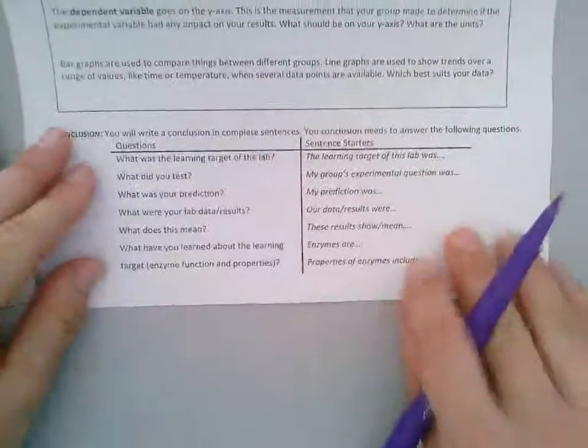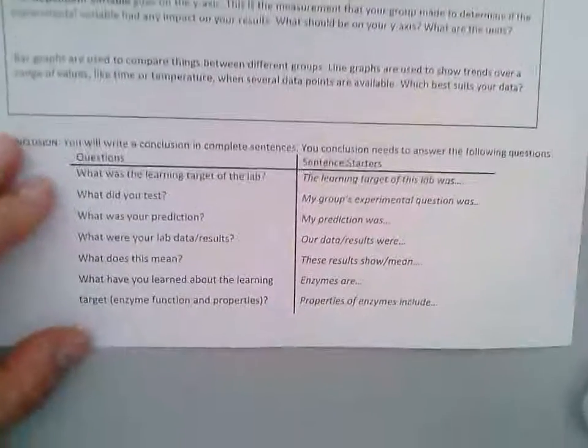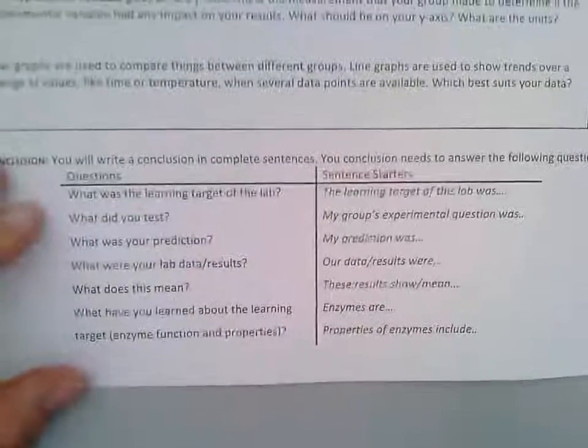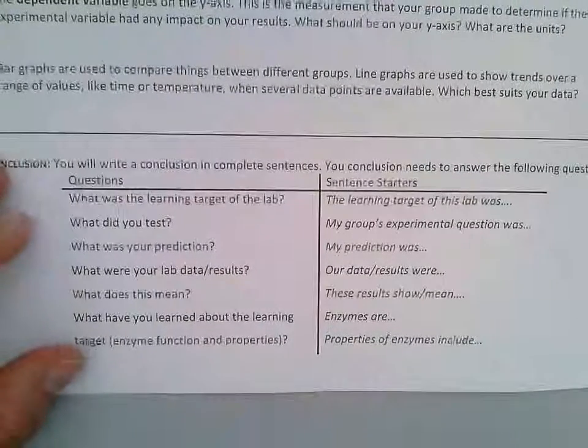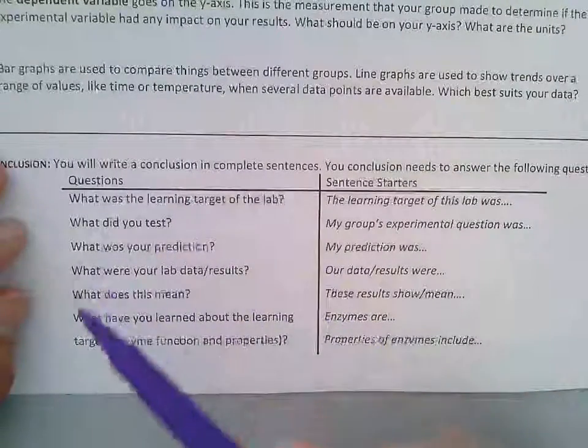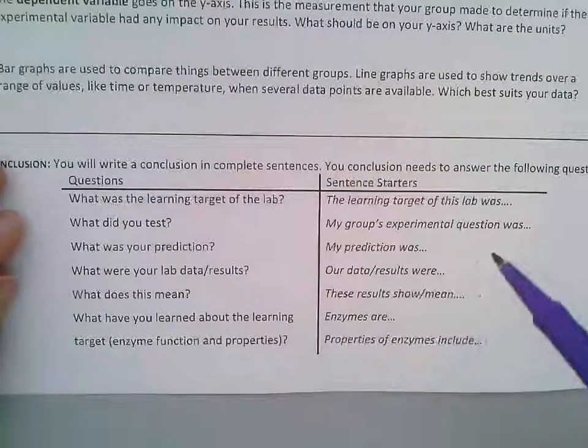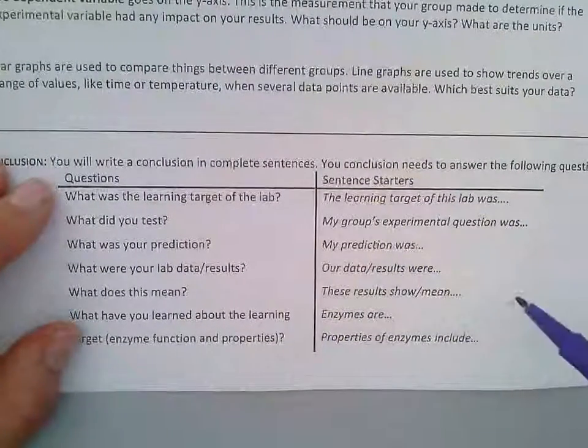The bottom part here, I'm going to try and zoom in just a little bit. I'll bend down my camera here. Okay. We're looking again at these questions. So these are guiding questions for our conclusion. With each guiding question here, there are sentence starters.